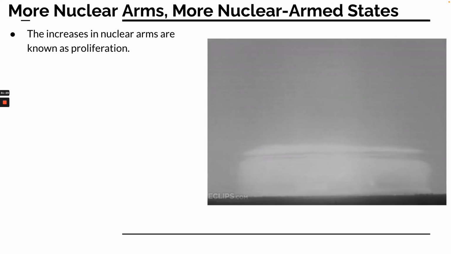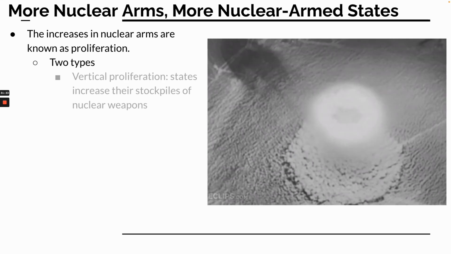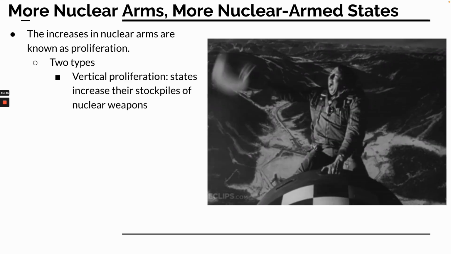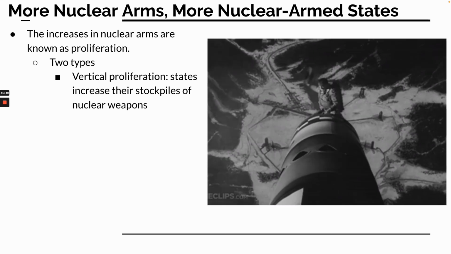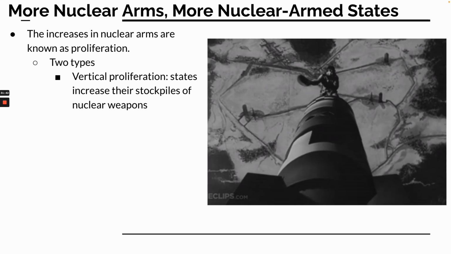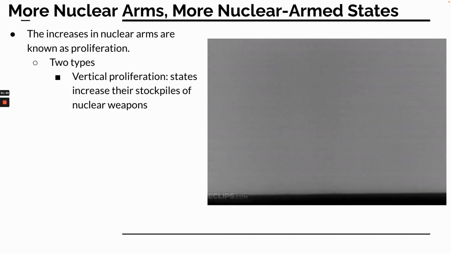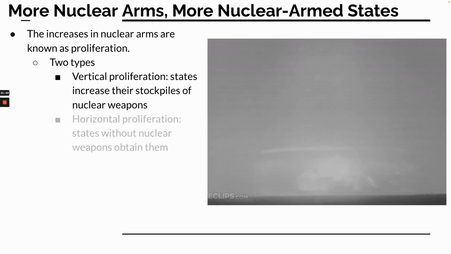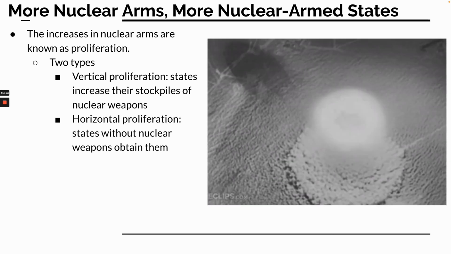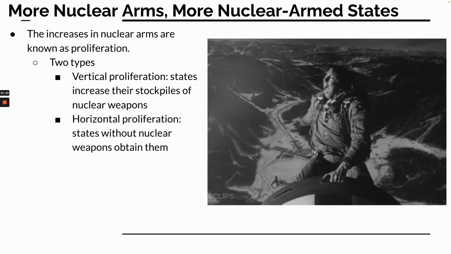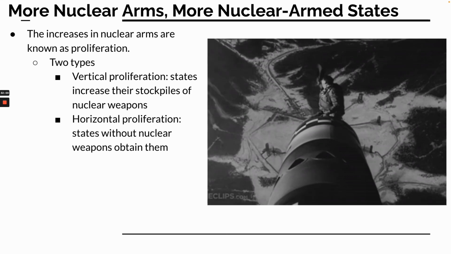Increases in nuclear arms are known as proliferation, and there are 2 types of proliferation. The first is called vertical proliferation. That is when a single state makes more nuclear weapons for itself. That's what the U.S. and the Soviet Union did. They just kept building more and more nukes for themselves. The other kind is horizontal proliferation, where the number of countries with nuclear weapons spreads, right? It grows. Right? So states that didn't have them get them.